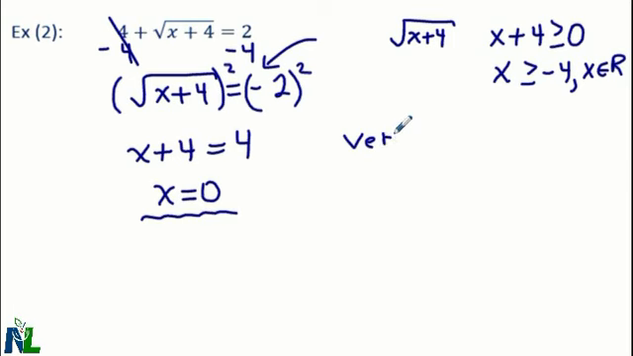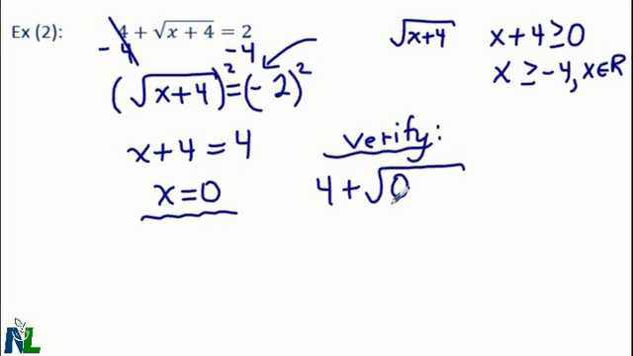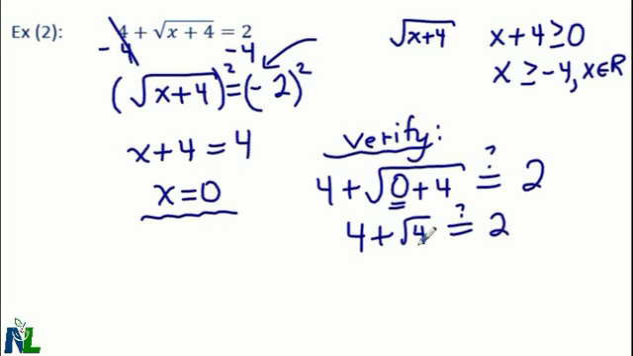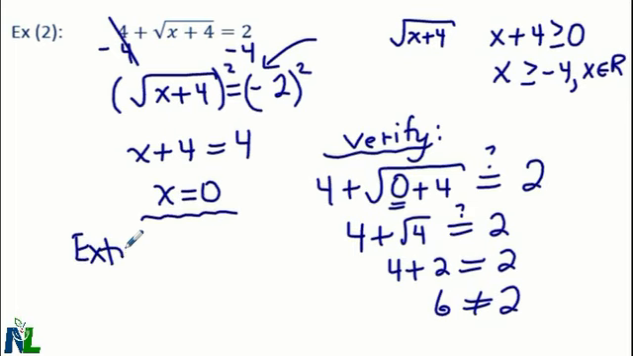However, when we verify our solution, we need to be careful that it is a true solution. So I'm going to go back to my original equation. I'm going to substitute in 0 for x, and I'm checking to see, will this equal +2? I know that the square root of 0 plus 4, of course, is the square root of 4. And what I notice is 4 plus 2 certainly won't give me 2. It's 6. So what this means is sometimes we get what's called an extraneous solution. It's a solution gained in the process when we square both sides.